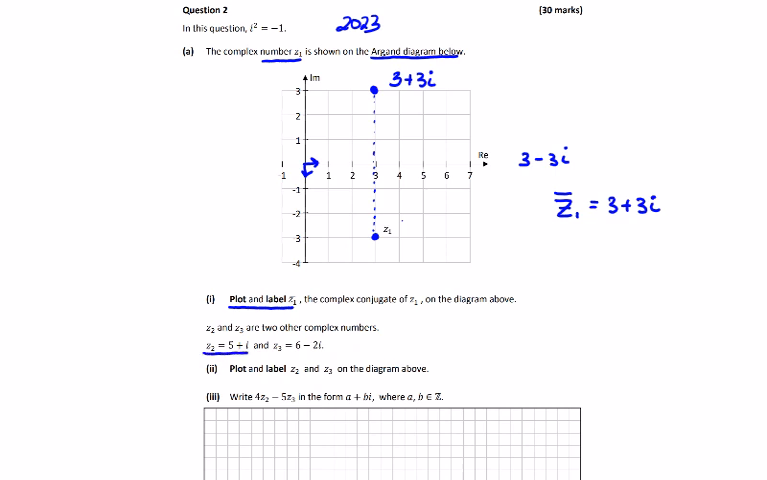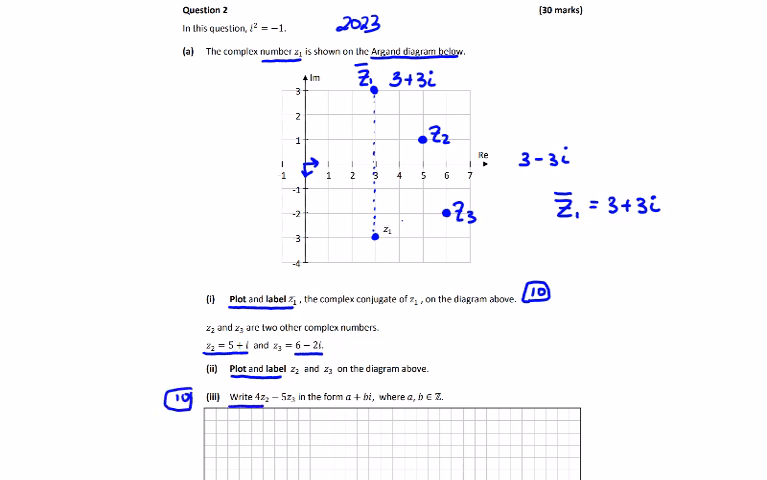And then Z2 is 5 plus i. 5 out, 5 up, 1. Label it Z2. It says plot and label Z2 and Z3. 6 minus 2i: out 6, down 2. Z3. And the conjugate of Z1. So you've already got parts 1 and 2 done. 10 marks so far out of the 30. 10 marks for part 3 as well on its own.